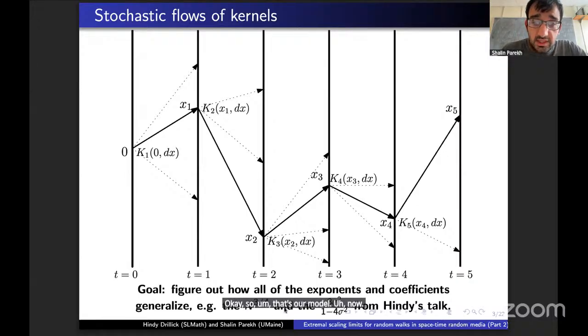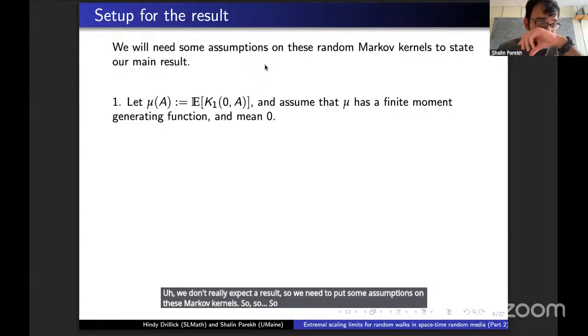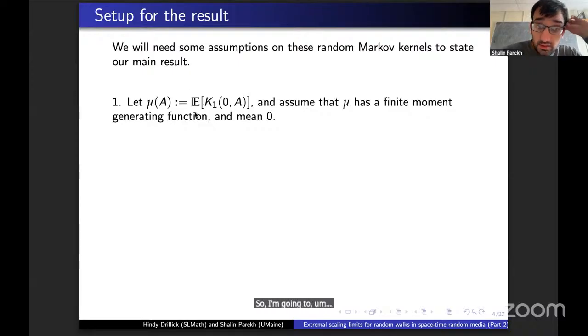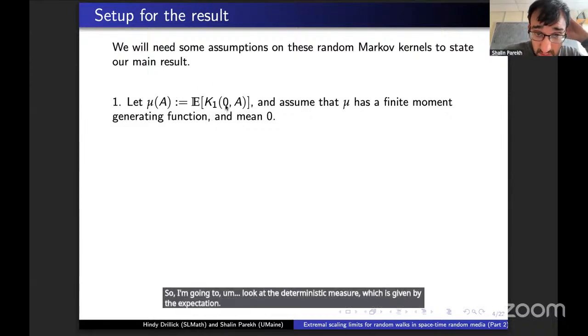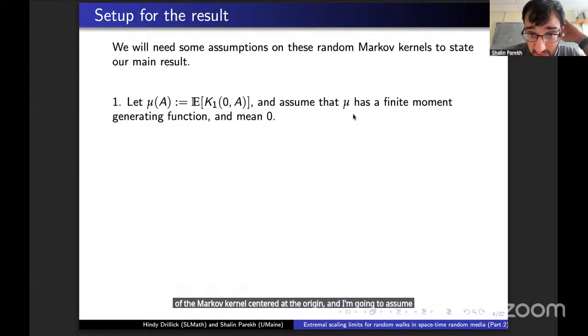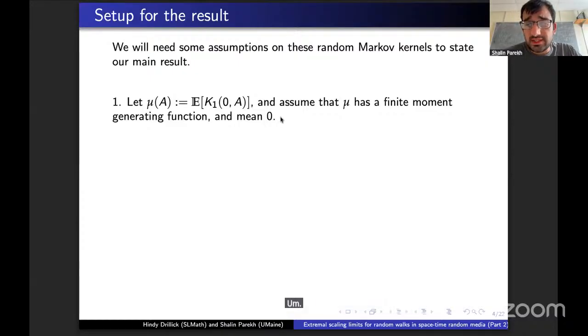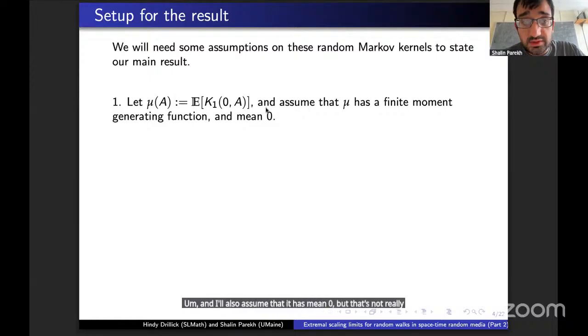Now, of course, at this level of generality, we don't really expect a result. So we need to put some assumptions on these Markov kernels. So what assumptions do we need? I'm going to look at the deterministic measure, which is given by the expectation of the Markov kernel centered at the origin. And I'm going to assume that that measure has a finite moment generating function, or at least finite in some neighborhood of the origin. I'll also assume that it has mean 0, but that's not really a real restriction.